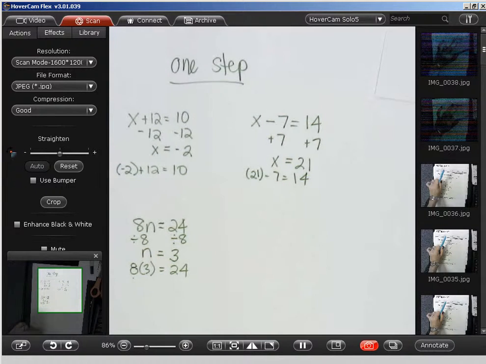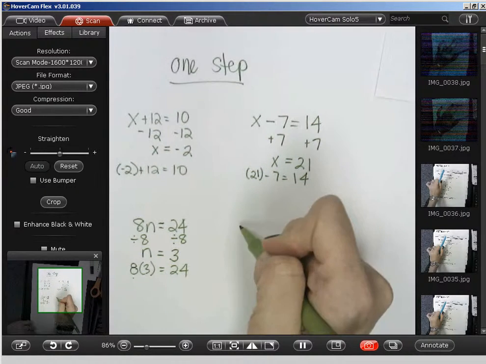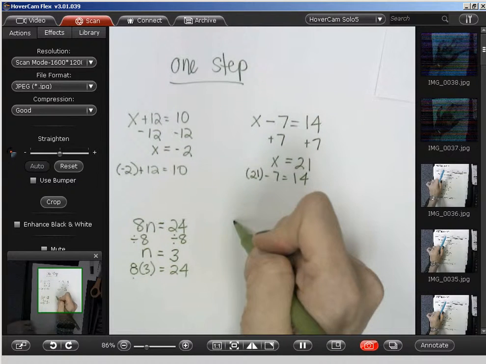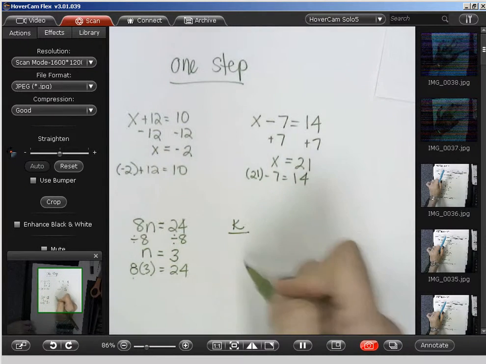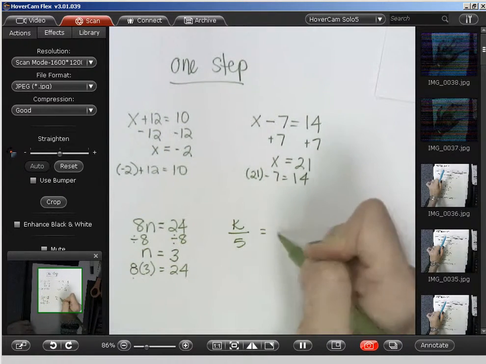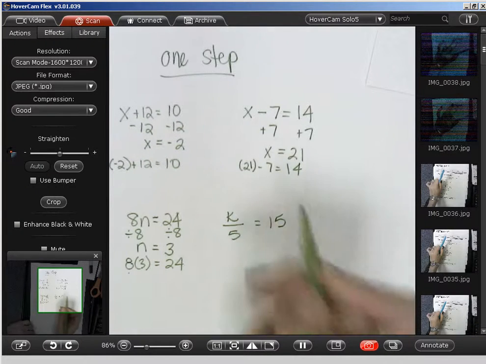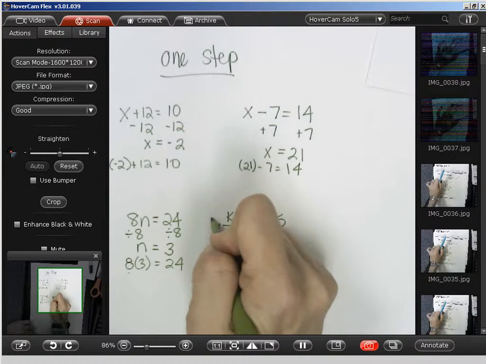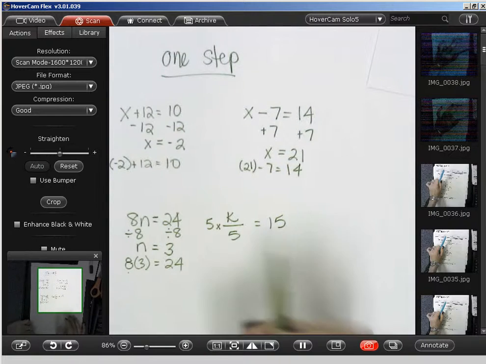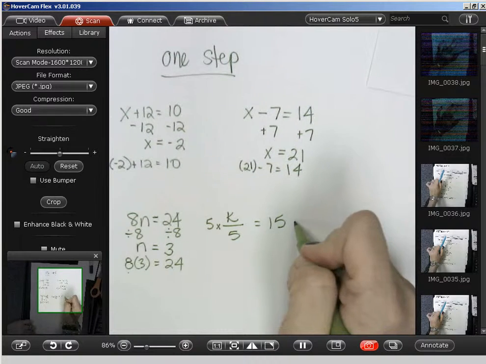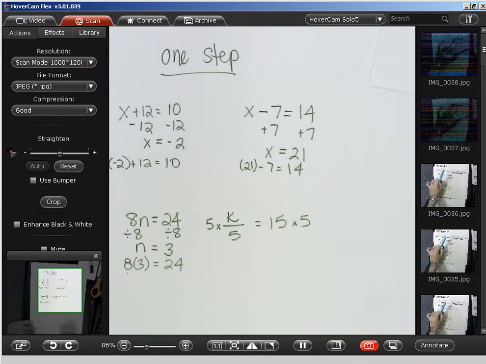Okay, so our last example is going to be a division example. So let's do k divided by 5 equals 15. So I identify my variable. My variable is k, and it's being divided by 5, so I'm going to do the opposite. So out to the side, I'm going to write times 5. Whatever I do to one side, I'm doing to the other side.